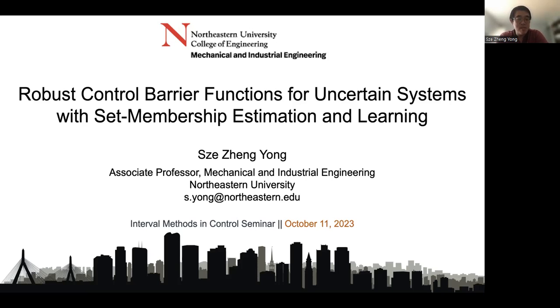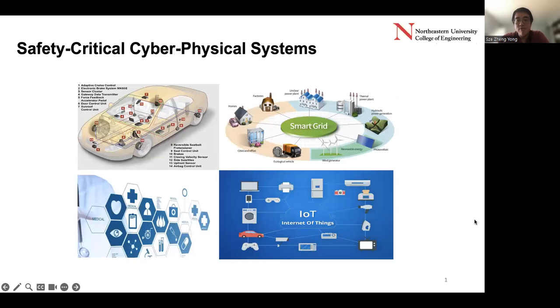Today I will be talking about our work on robust control barrier functions for uncertain systems. Specifically, the tie-in with this seminar is how we can use set membership estimation and learning techniques, combining them with control barrier functions. So let's move on to the next slide.